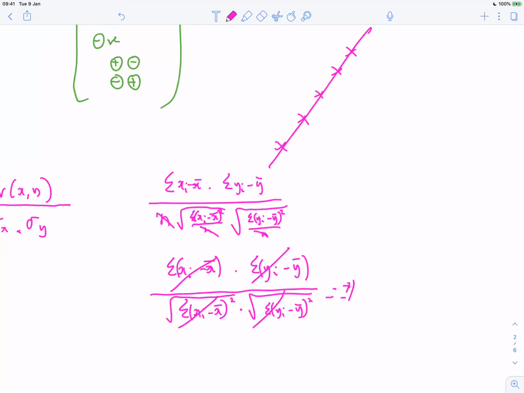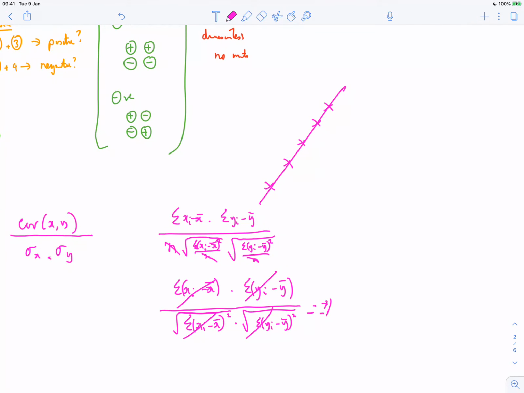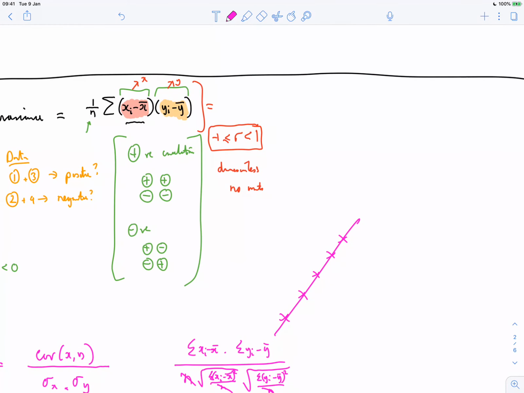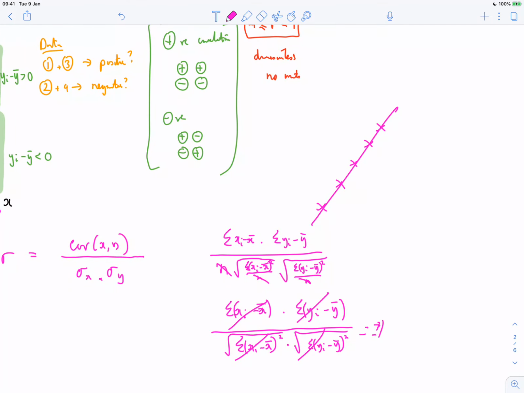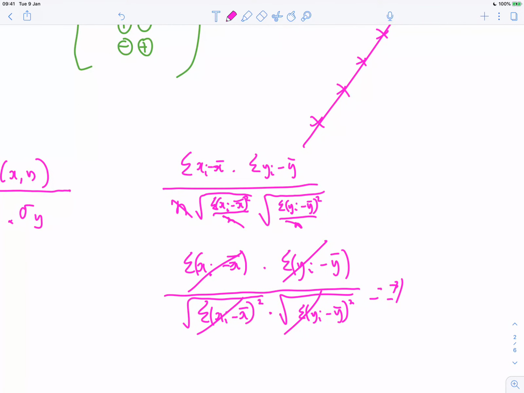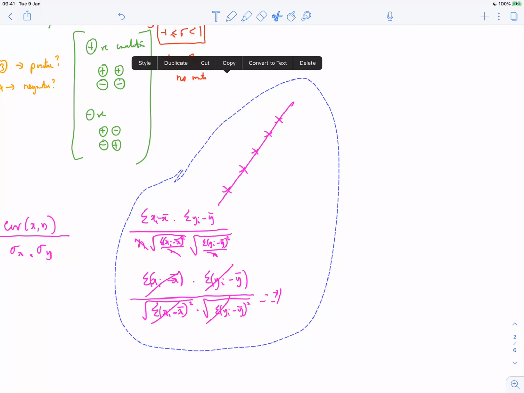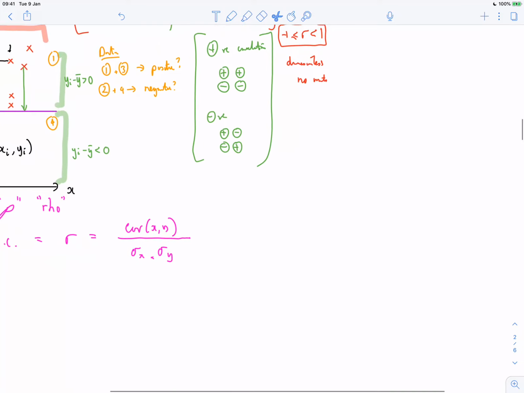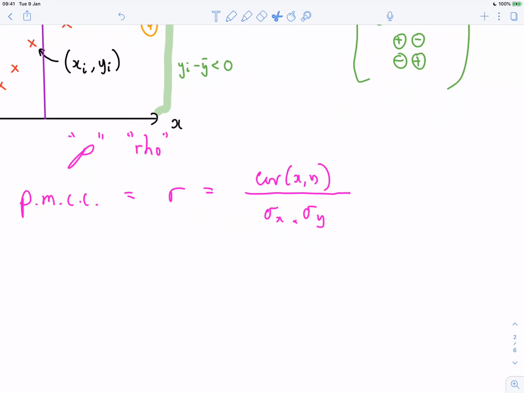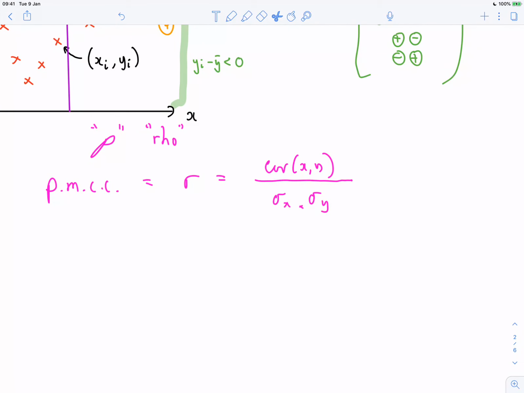If the inputs were perfectly matching in a straight line, then everything would cancel top and bottom, and you'd be left with plus or minus 1. Which is great, you know. It's what you wanted. So you're probably thinking, okay, hold on a minute.